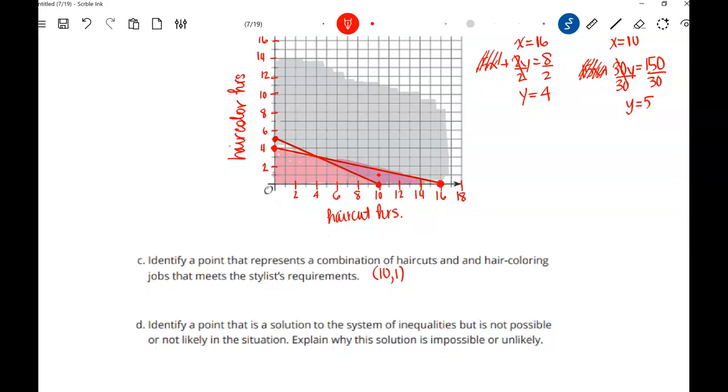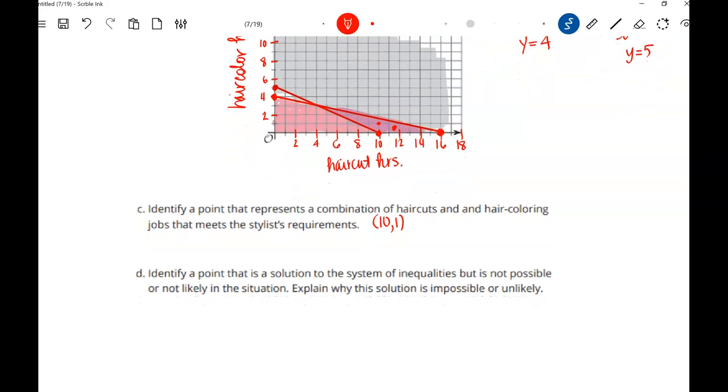And then D says, identify a point that is a solution to the system but is not possible or likely. So even though this point right here, 11.5, is in that shaded area, it's not likely to do 11.5 haircuts and 0.5 hair colors.